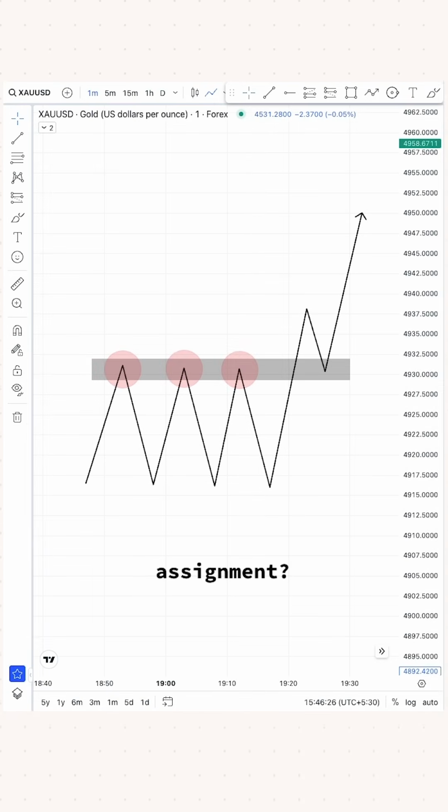Now what's the assignment? You have to backtest and find at least 20 trades from this strategy. Take screenshots and submit them to our members only channel on Instagram. And not only will you have proof that this is working, but you will also have confidence to take trades when it appears on your chart.